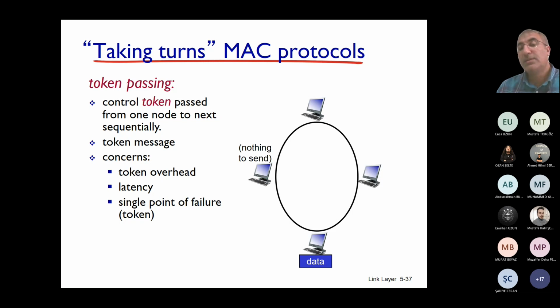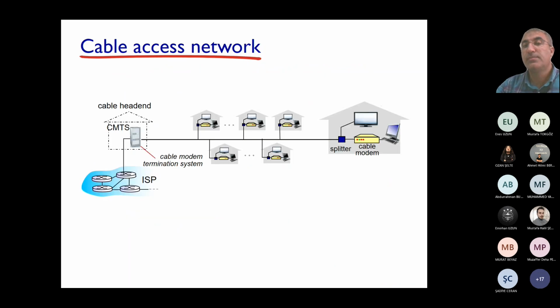This node doesn't have anything to send, so it passes the token to the next one. This node has some data, blue, as you see. It captures the token and transmits its data. Once it's finished, it releases the token.